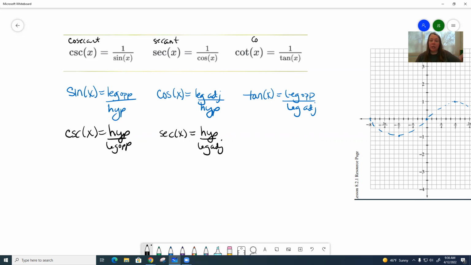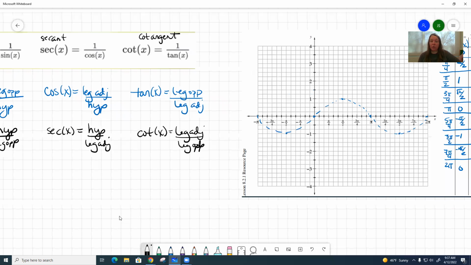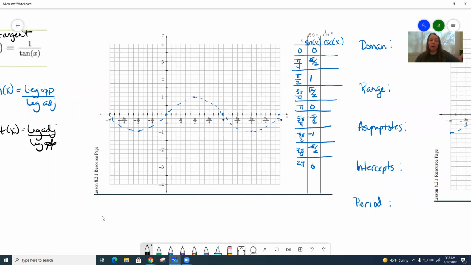Okay, and then cotangent is the reciprocal of the tangent. We're going to use COT to represent cotangent. So if tangent is leg opposite over leg adjacent, then cotangent will be leg adjacent over leg opposite. Okay, so we're going to be looking at the graphs of them, and we're going to start with the graph of the cosecant. And the cosecant is the reciprocal of the sine.